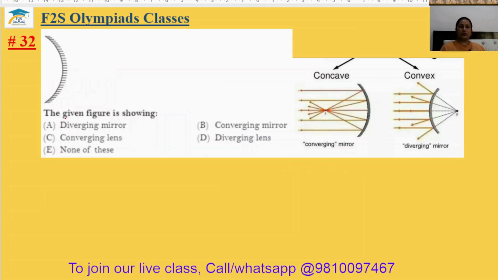Question number 32. The given figure is showing the silver plating part on this side, and on the curved side it is not silver plated. It means this is your concave mirror, and concave mirror is known as converging mirror. So 32 answer is B.